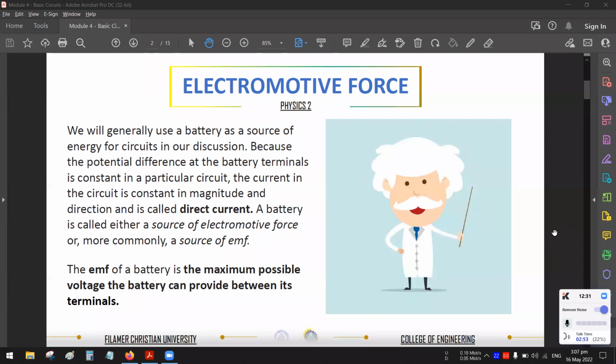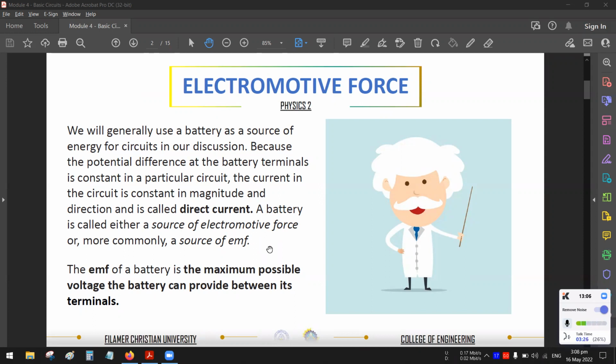The phrase electromotive force is an unfortunate historical term, describing not a force, but rather a potential difference in voltage or in volts. The symbol for EMF is the epsilon. Later on we will use that in a formula. The EMF of a battery is the maximum possible voltage the battery can provide between its terminals.